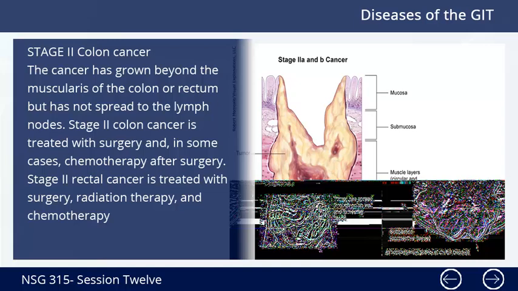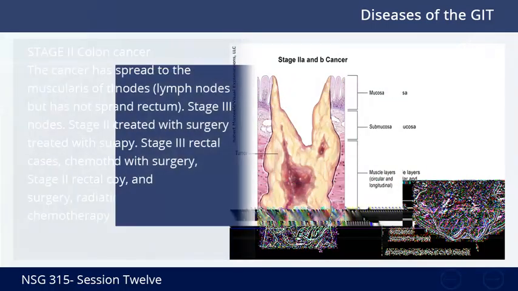Stage 2 colon cancer. The cancer has grown beyond the muscularis of the colon or rectum, but has not spread to the lymph nodes. Stage 2 colon cancer is treated with surgery and in some cases chemotherapy after surgery. Stage 2 rectal cancer is treated with surgery, radiation therapy, and chemotherapy, which is illustrated in figure 12.11 below.